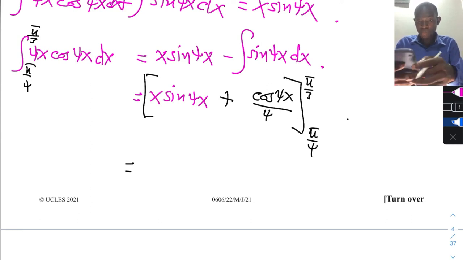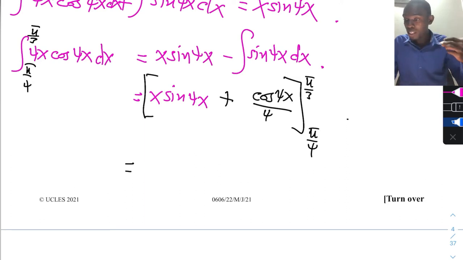When your value is pi on 3, what you get is going to be a decimal. Okay, so if it's going to be a decimal, then I have to be careful here. I'm just going to do it one by one and see how things will go. I don't want to get a decimal. So I'll just do the x sine 4x. I'm going to put pi on 3 there, and that is also going to give me a decimal. So let me just work it out myself.